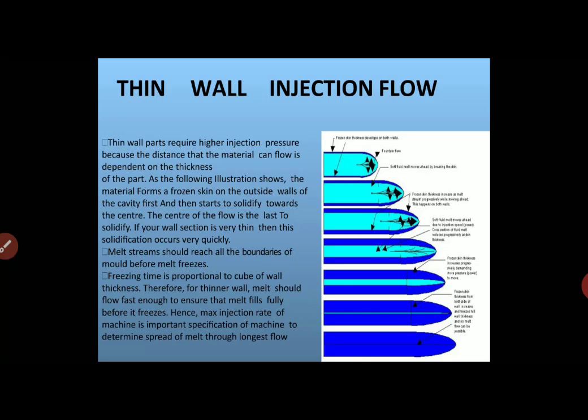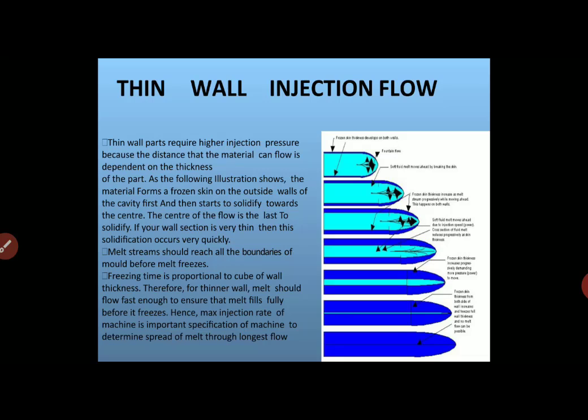Now we can see how the thin wall injection process takes place. Thin wall parts require higher injection pressure because the distance that the material can flow depends on the thickness of the part. In the diagram, it is shown that the material forms a frozen skin on the outside wall of the cavity first, then starts to solidify towards the center. The center of the flow is last to solidify. If our wall section is very thin, then this solidification occurs very quickly.